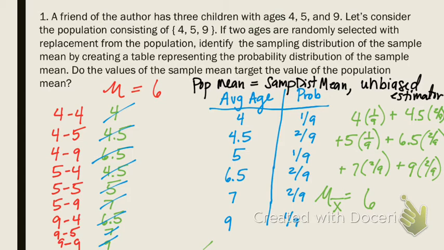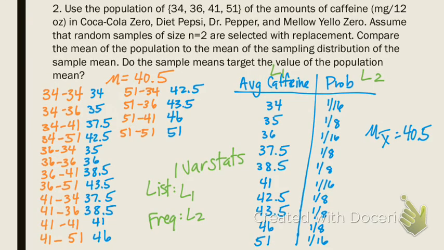Okay, what I want you to do now is try number 2. You can try it with the person next to you. So, step 1, listing out all of the combos. Step 2, calculating the average. 3, make a table.